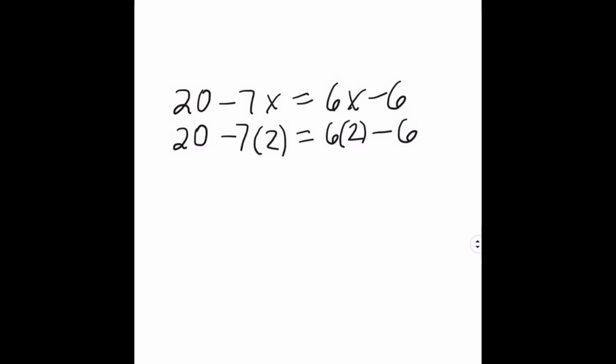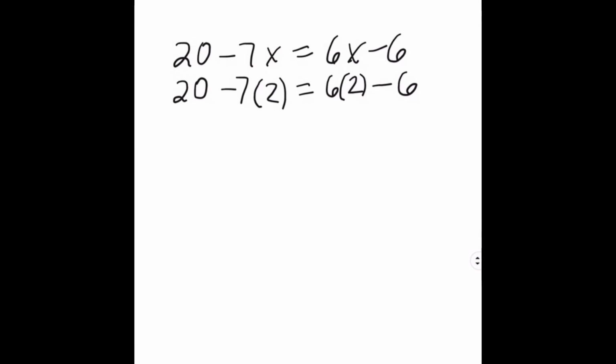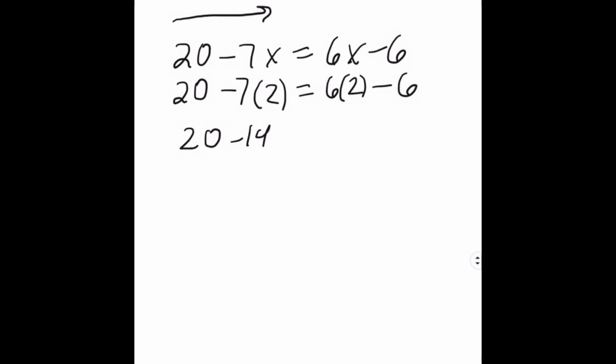With our order of operations, we know we need to deal with inside the parentheses first, and there's nothing to do inside the parentheses. There are no exponents to deal with. Now we need to multiply and divide, heading from left to right. Well, the first multiply or divide I see is right here. Negative 7 times 2, which is negative 14. 20 minus 14 is 6. Let's solve for the other side.